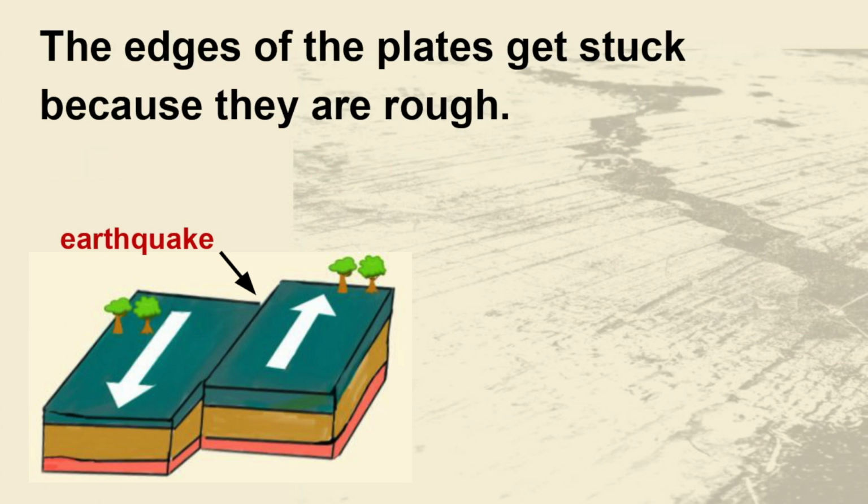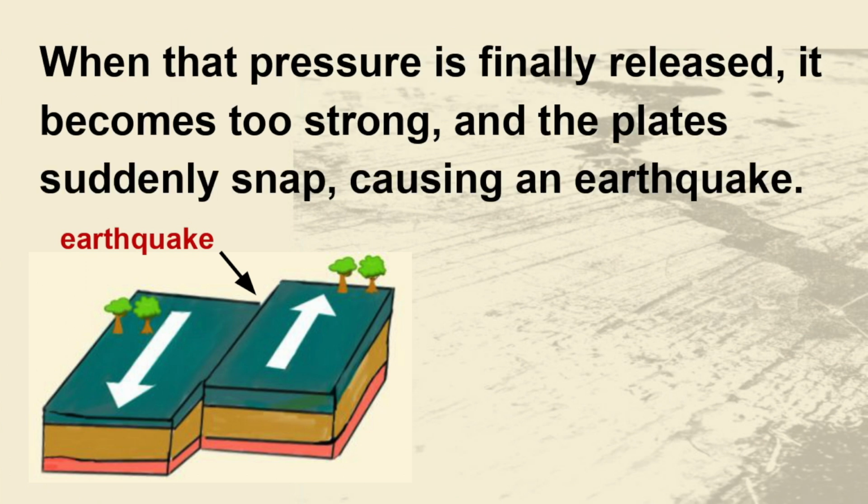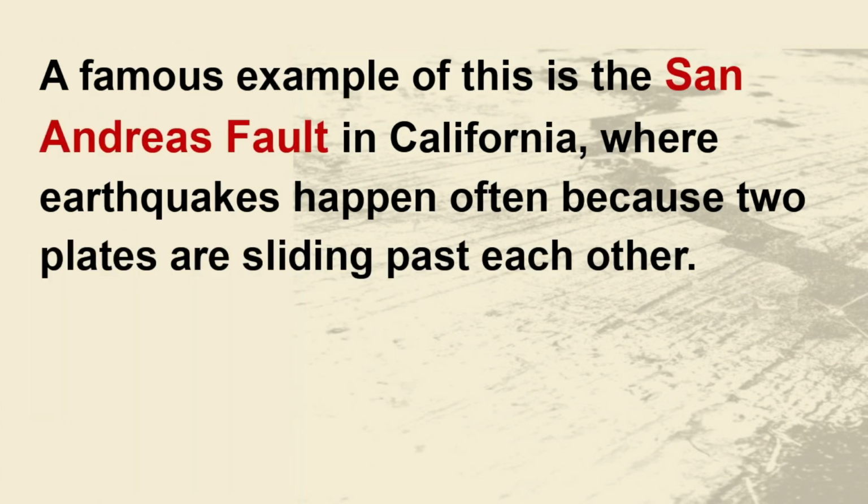The edges of the plates get stuck because they are rough. When plates get stuck but keep trying to move, pressure builds up. When that pressure is finally released, it becomes too strong and the plates suddenly snap, causing an earthquake. A famous example of this is the San Andreas Fault in California, where earthquakes happen often because two plates are sliding past each other.